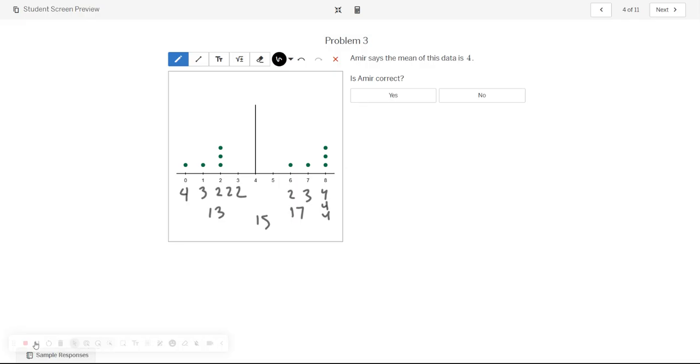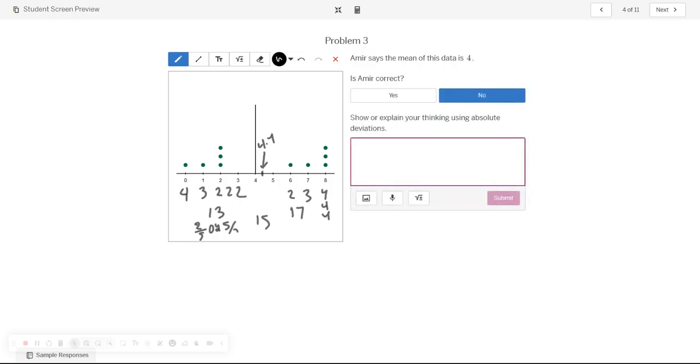Because I want it to be 15 on each side, I need to bump this up by 2. Well, 2 divided by 5 is 0.4. So I think 4.4 would be the actual point. So Amir is wrong. I have 13 on one side and 17 on the other. That's not balanced.